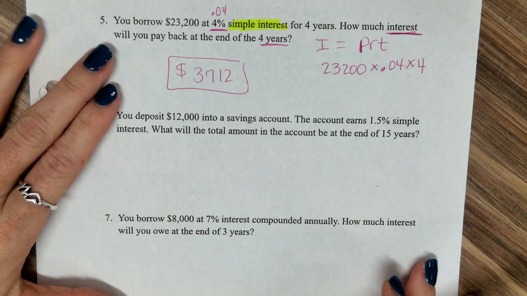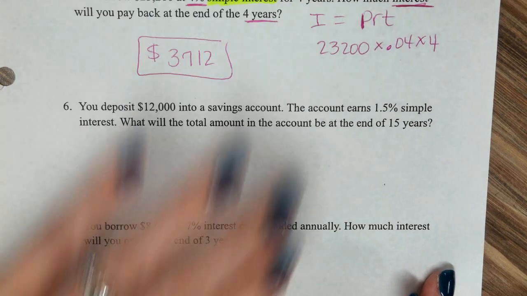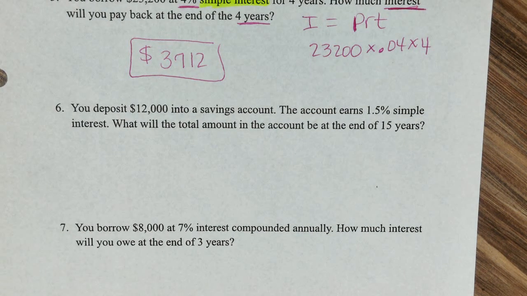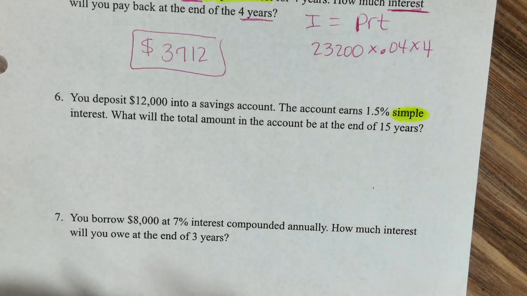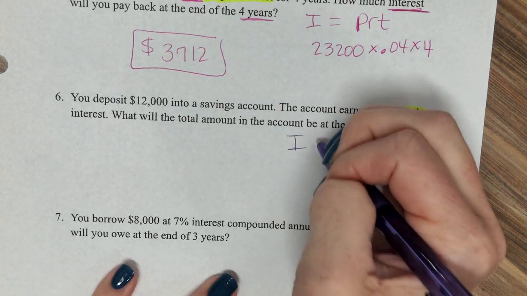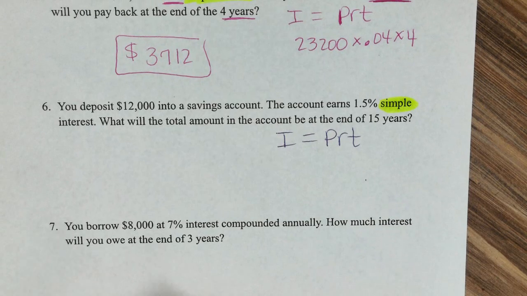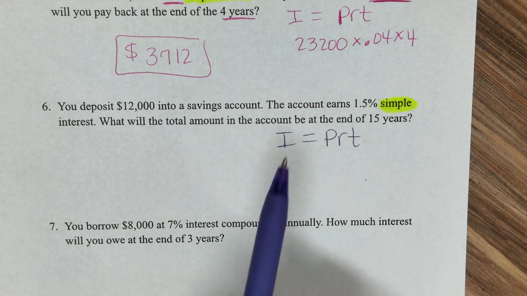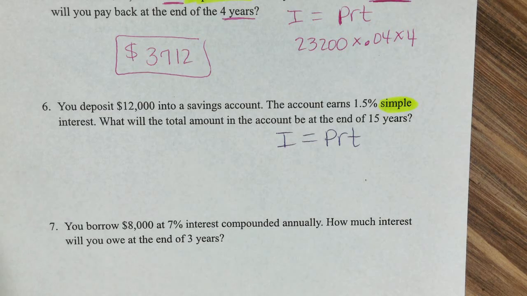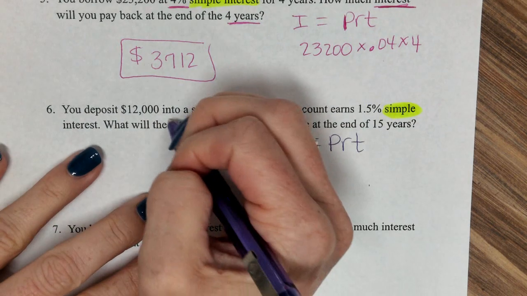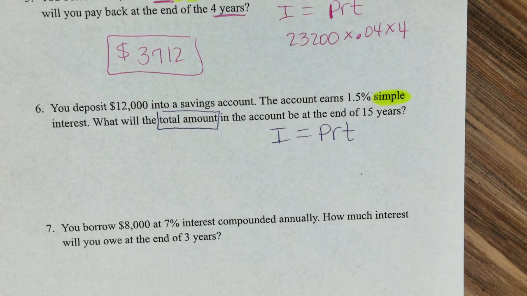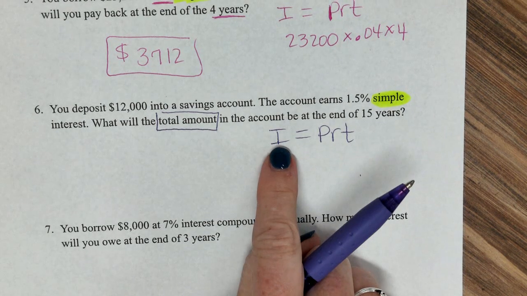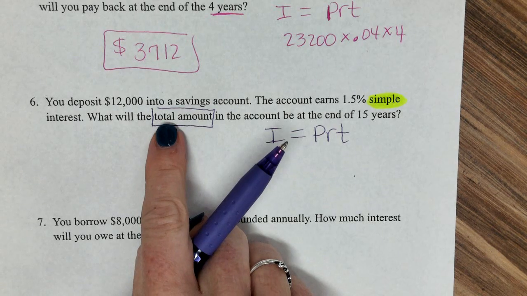You deposit $12,000 into a savings account. The account earns 1.5% simple interest. What should I highlight? Simple. So before I do anything, what should I write down? The simple interest formula. I equals PRT. Now stop. What does this formula solve for? Interest. Now let's read the question. What will the total amount in the account be at the end of 15 years? So will this formula give me the total amount?